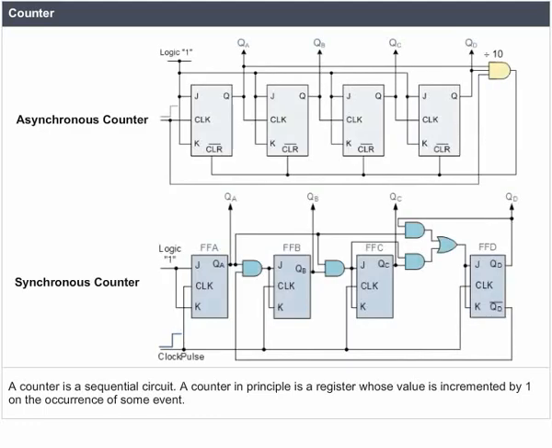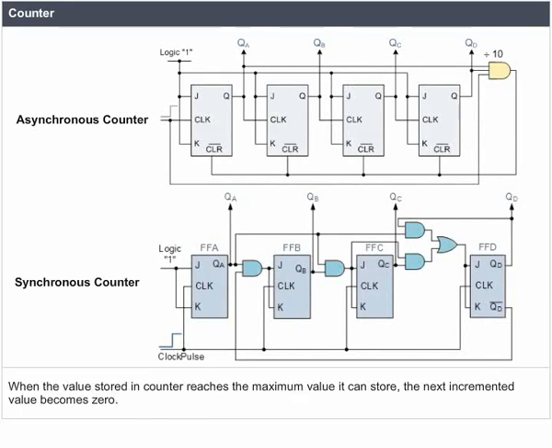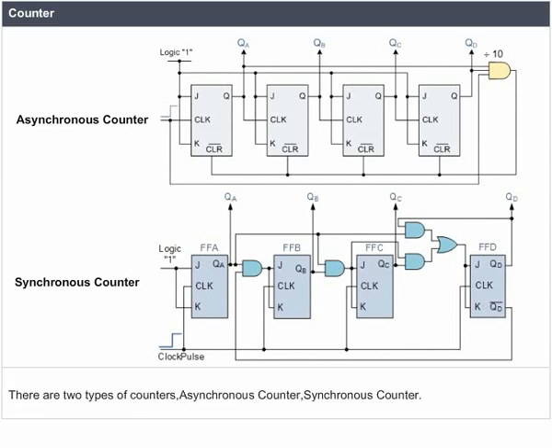Counter. A counter is a sequential circuit. A counter in principle is a register whose value is incremented by 1 on the occurrence of some event. When the value stored in the counter reaches the maximum value it can store, the next incremented value becomes 0. There are 2 types of counters: asynchronous counter and synchronous counter.